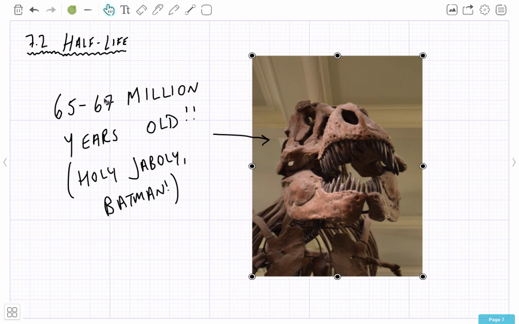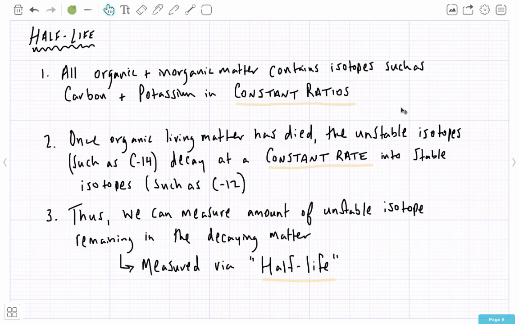So there has to be some way that as scientists we can figure out how things are this old without direct observation. So if we want to know the age of some sort of substance, based on these 3 points here, we can figure it out. The first point is that all organic and inorganic matter contains isotopes, such as carbon and potassium, in constant ratios. So we might have carbon-12, carbon-13, carbon-14, all in constant ratios in one kind of living organism. Potassium-39, 40, and 41, again in constant ratios in that same organism.